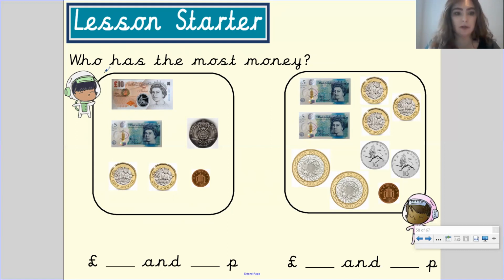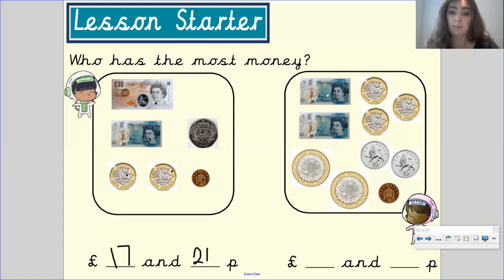Okay, so let's have a look at this mathstronaut first. So let's look at our pounds. We've got a £10 note, a £5 note, a £1 coin, and another £1 coin. So 10 add 5 is 15, add 1 is 16, add another 1 is 17. So they've got £17 and 21 pence. We know it's 21 pence because we've got a 20 pence coin and a 1 pence coin. So well done if you've got £17 and 21 pence for this mathstronaut.